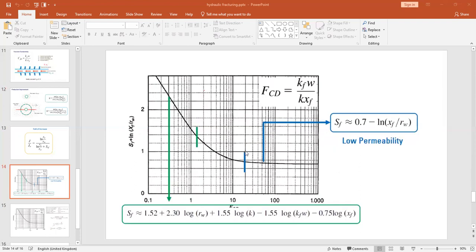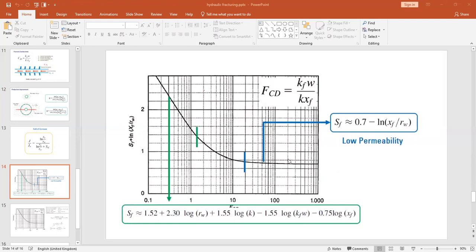So this is a well-established graph that has been designed already, that you can use to determine the skin after the hydraulic fracturing. The x-axis is the fracture conductivity. They may have used a different symbol here, but it's the same thing. That's the formula that we have already seen. So this x-axis is the fracture conductivity, and the y-axis is SF.